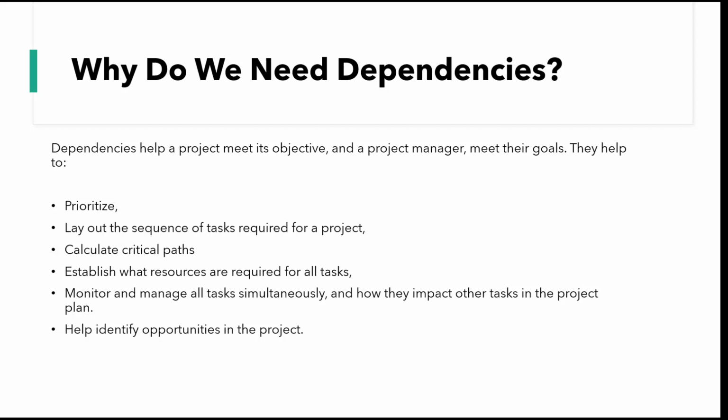Dependencies help to calculate critical paths, establish what resources are required. Dependencies help to monitor and manage all of the tasks simultaneously and how one task can impact the next. And dependencies also can help identify opportunities in the project, particularly in accordance with the schedule.